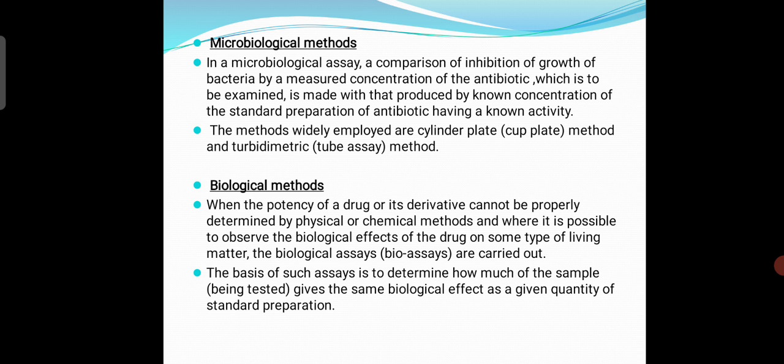Next is biological methods. Biological methods means when a potency of a drug or a derivative cannot be properly determined by physical methods or chemical methods, then only we will move to biological methods. That is, we are observing the biological effect of that sample. That is called a biological method.